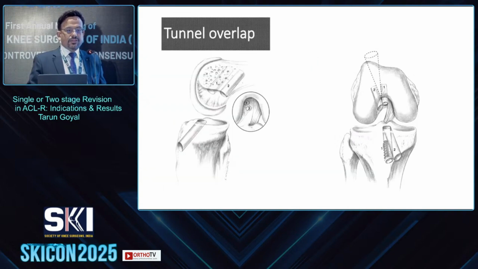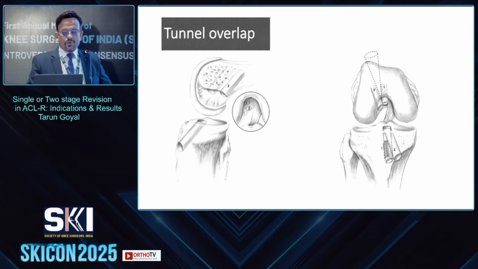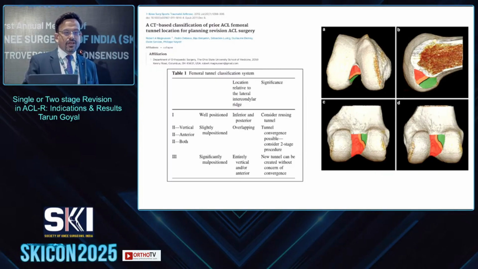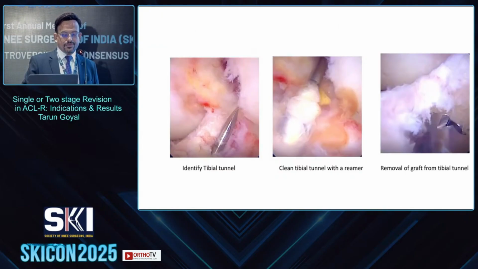Now, this is important to look at the tunnel overlap. Tunnel overlap would mean that you would like to place your tunnel anatomically now, but the previous tunnel was placed so that it partially overlaps with the new tunnel. So what do you do once the femoral tunnel has been classified on the CT-based classification? A well-positioned tunnel, which is not dilated, can be reused. A slightly malpositioned tunnel becomes a problem because it's an overlapping tunnel. You cannot ignore it, and once you make a new tunnel, it is partially overlapping the old tunnel.